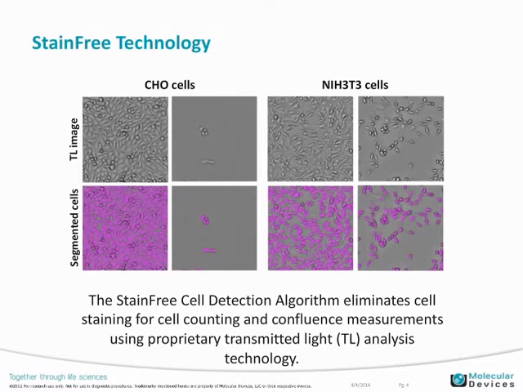The StainFree technology eliminates cell staining for cell counting and confluence measurements using a proprietary transmitted light analysis technology. Basically, users can take bright field images and have their images analyzed by the software.